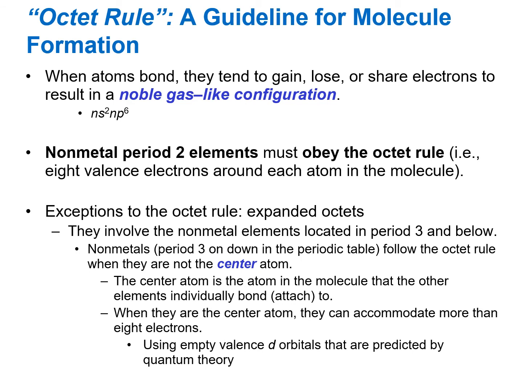And the reason why it's going to that octet is because it's stable, right? Now there's going to be exceptions to this rule. That tends to be the nature of chemistry. Chemistry says this is the rule and here's the 25 exceptions to it. And this is no different.